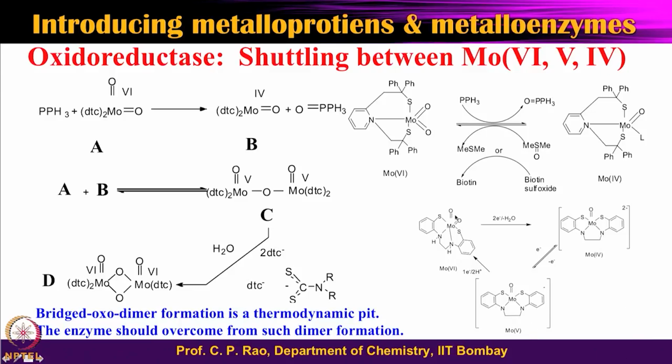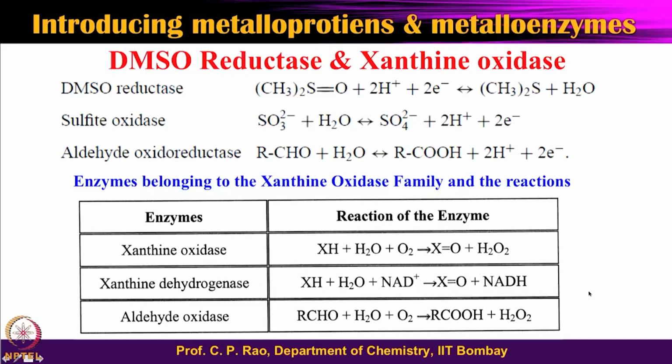So, when you have a dioxo, it is 6; when you have monooxo, it is 4. If it is monooxo plus a sulfide, double bond sulfide, again it is plus 6. So, it is understandable. Now, you understand how these enzymes are able to act as oxidoreductases.